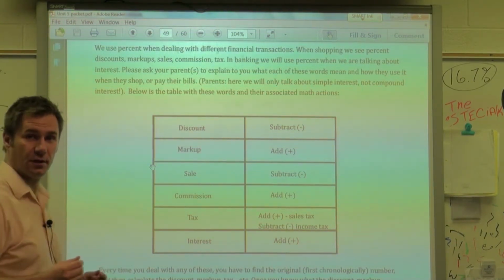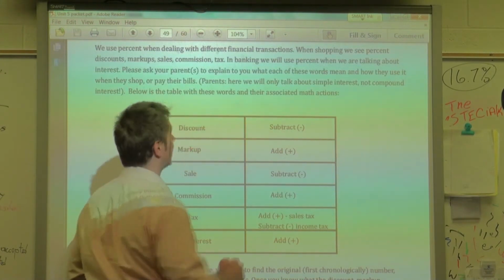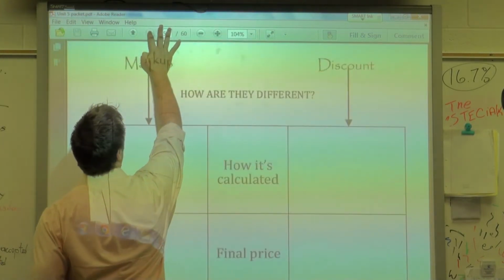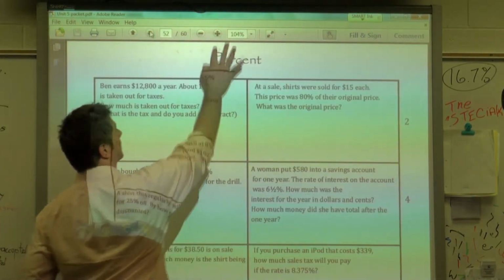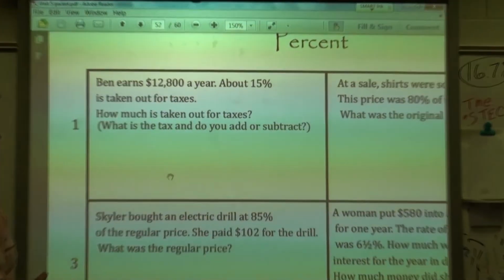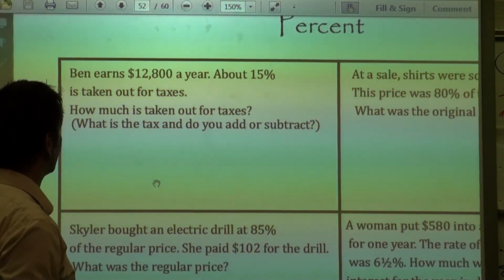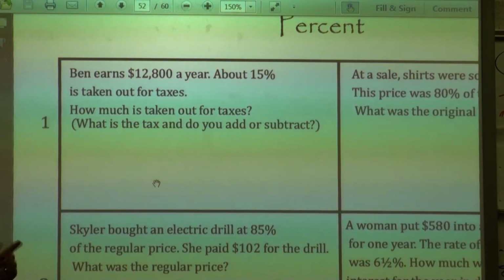The next problems will have to do with all of those applications. So let's go to page number 11 of your packet, and we can start with the first problem. Right here, Ben earns $12,800 a year. About 15% is taken out for taxes. How much is taken out for taxes?